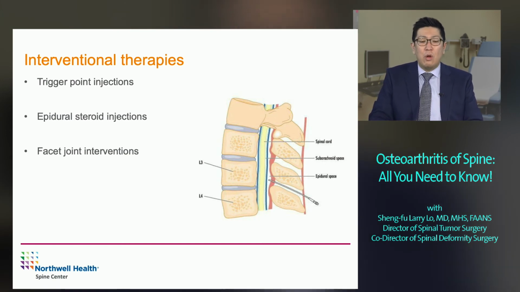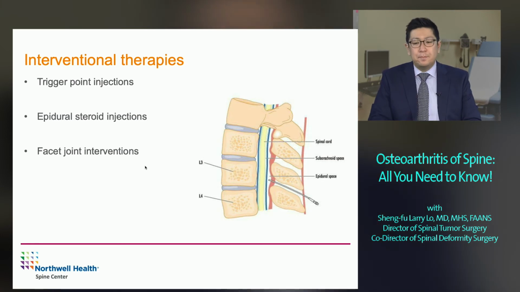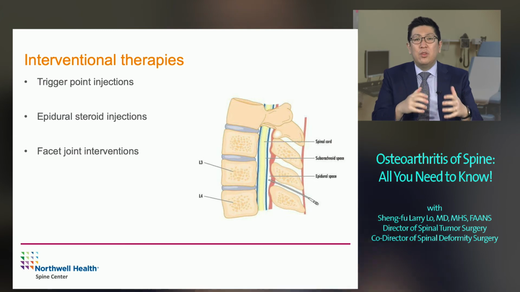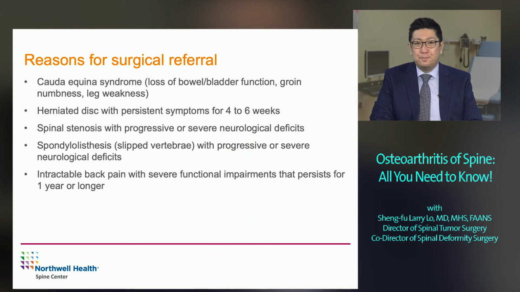And we can also act on the facet joint, the two joints in the back, by injecting a local anesthetic or potentially even doing what's called a rhizotomy, which targets a nerve that we think causes a lot of back pain. So there are interventional therapies that can be used as well. When all that fails, that's really the first time one should consider seeing a surgeon.